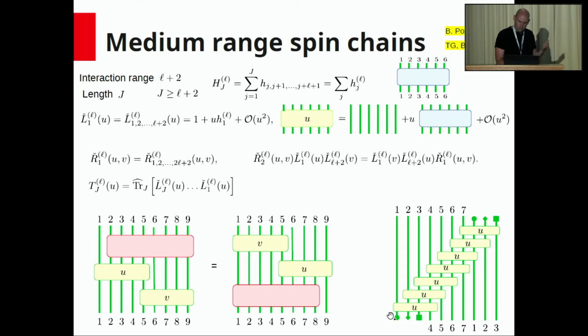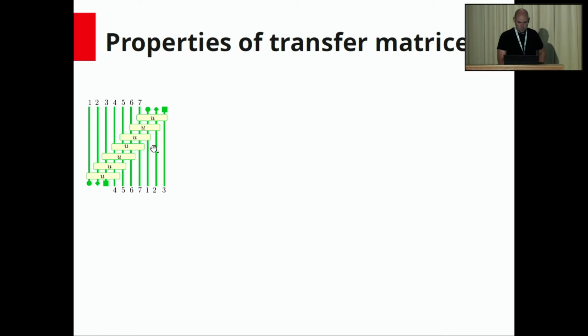So we take the first incoming leg and sum with the j plus 1 outgoing leg. And we trace out the second incoming leg with the j plus 2 outgoing leg, and so on. So this is the definition of the twisted trace. Okay, so this is the definition of the transfer matrix. To be more familiar with this notation, let us show some properties of the transfer matrix.